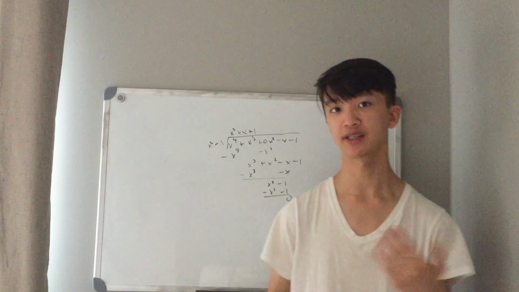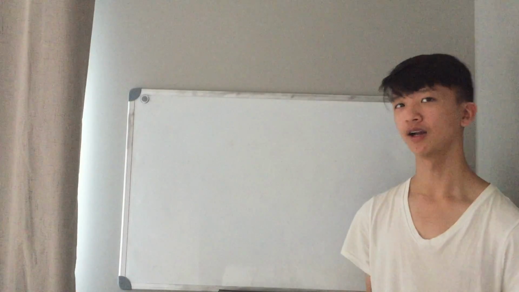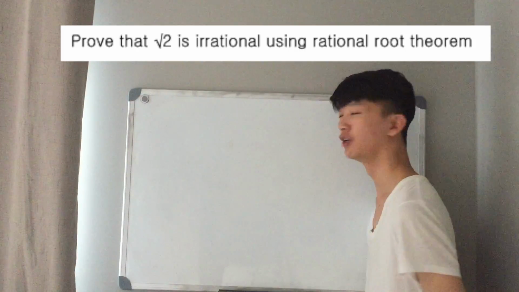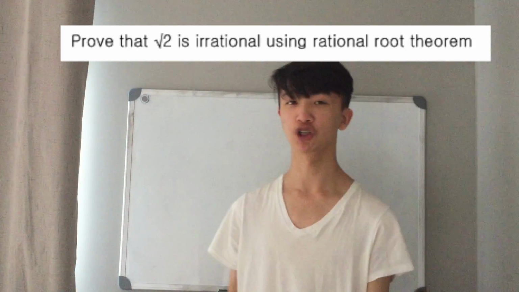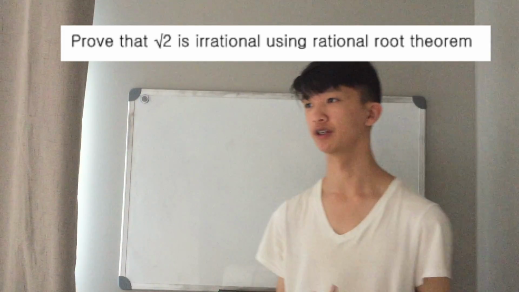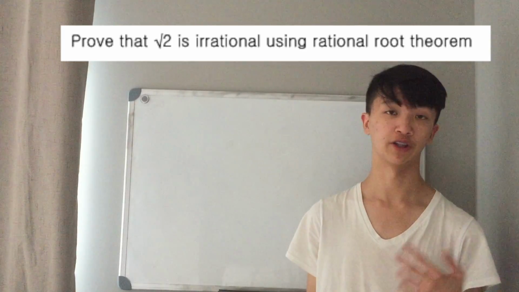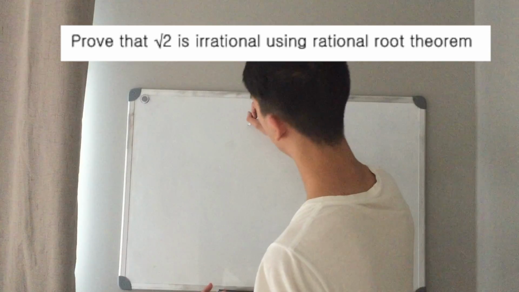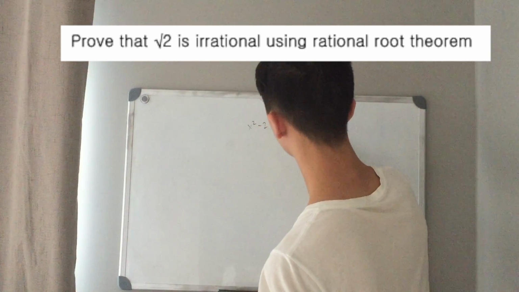Alright, now let's get into some problems. Our first problem is proving that root 2 is irrational. This is a classic proof problem, and there are actually many ways to prove that root 2 is irrational. But what I'm going to use is the rational root theorem. The thing is, I need to make an equation first. So consider the equation x squared minus 2 is equal to 0.